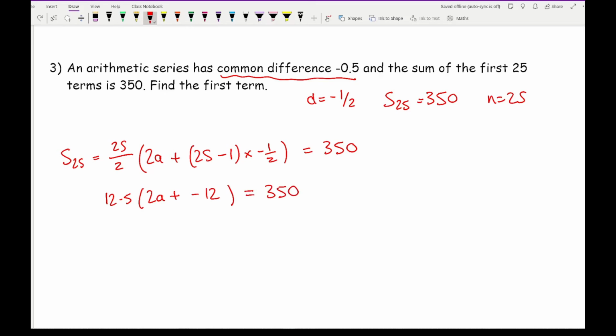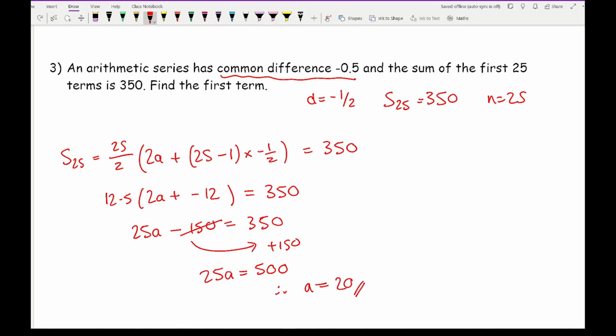So let's just expand the brackets. So I end up with 25a minus 12 times 12.5, which is 150. And then all I need to do is solve this for a, so I add 150, and that becomes 25a equals 500. And so a equals 500 divided by 25, which of course is 20.